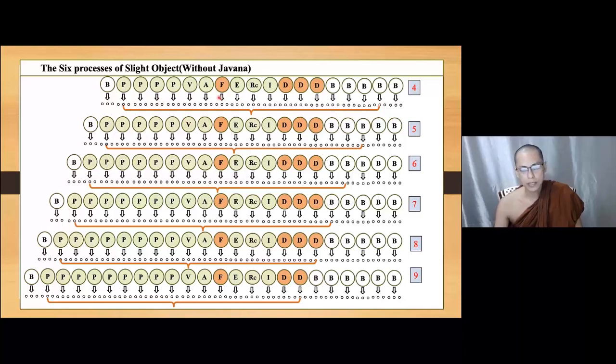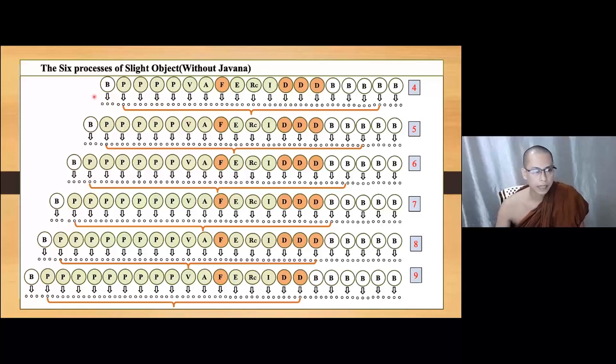So the process, we can say, starting from the five door to the third moment of the determining, these are the cognitive process. So we see that the cognitive process becomes shorter when the past Bhavanga moments are longer. Then this is the first type of cognitive process, taking the slight object.